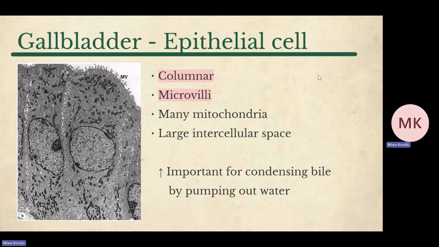Now, let's take a closer look at the epithelial cells in the gallbladder. They are columnar, they have microvilli, and contain many mitochondria. The intercellular spaces are also relatively large, which is essential for concentrating bile by pumping out water.